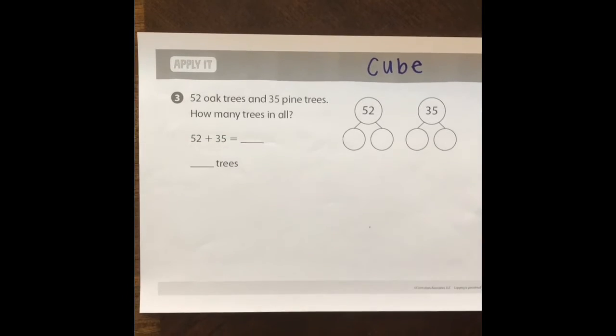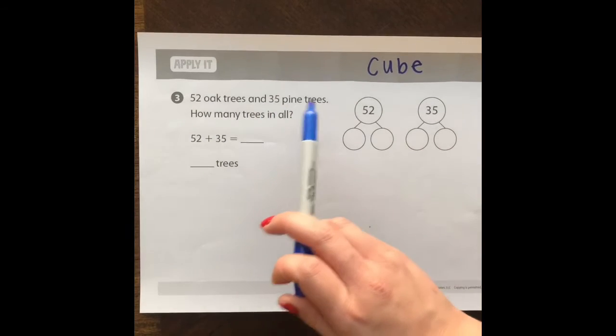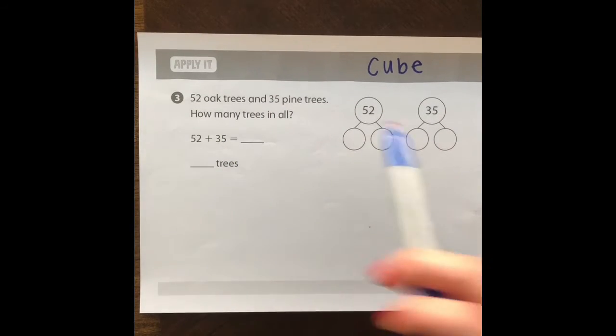We are now on question number 3. It is another word problem. We are going to use the Q method again. Let's read this together. 52 oak trees and 35 pine trees. How many trees in all?